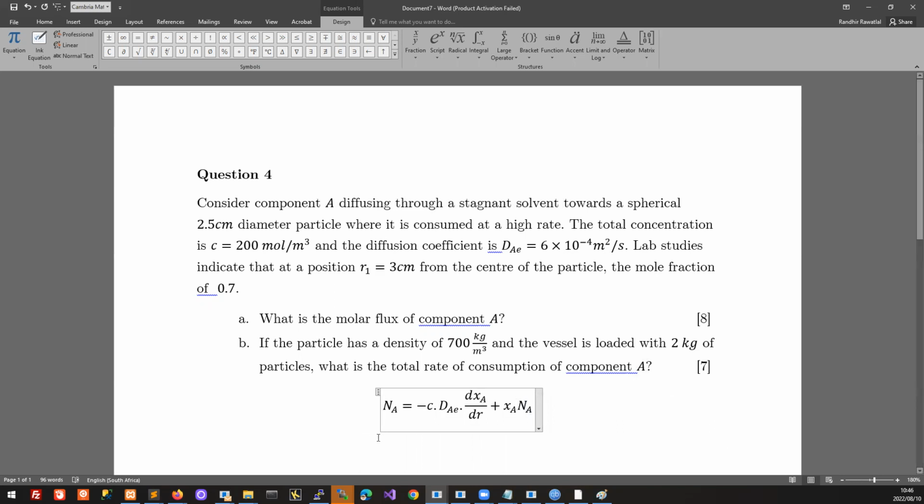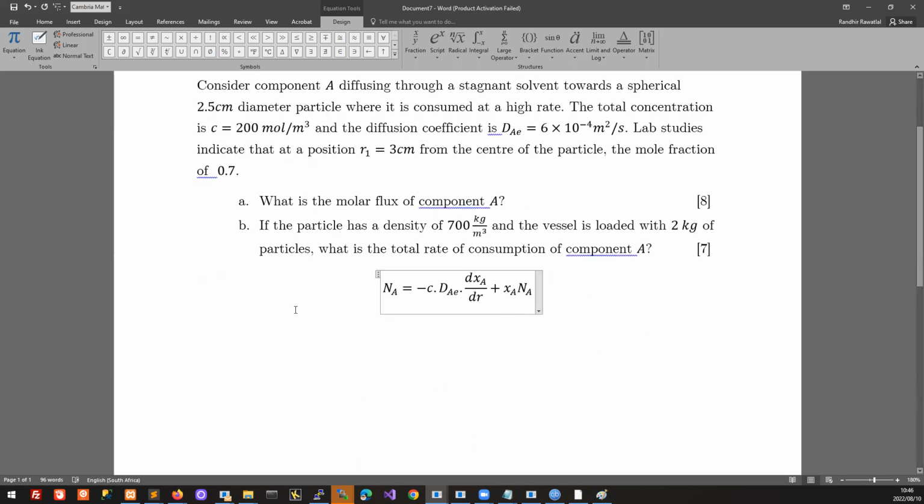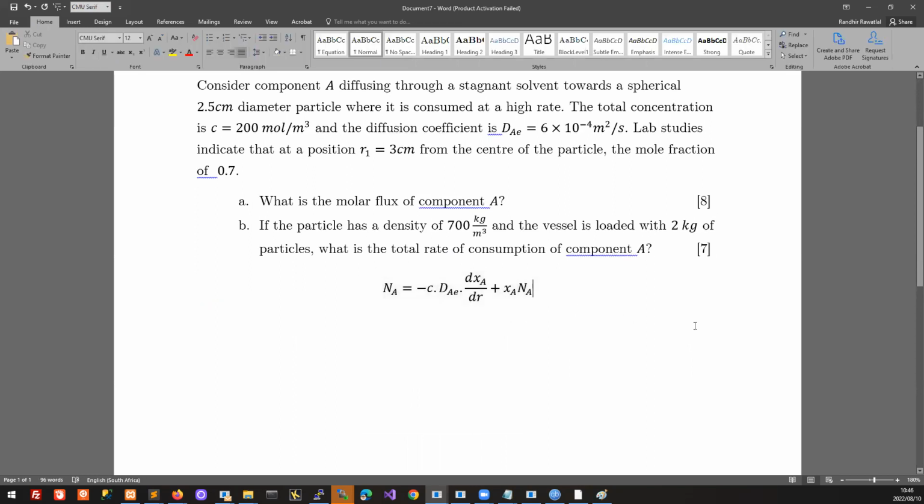And so we can do the usual thing. We can take that term across to the other side, and we write this as NA(1 minus XA), and we've moved that term. Right, so that's the expression that we have now. And our tendency is to go ahead and integrate this equation as it is.